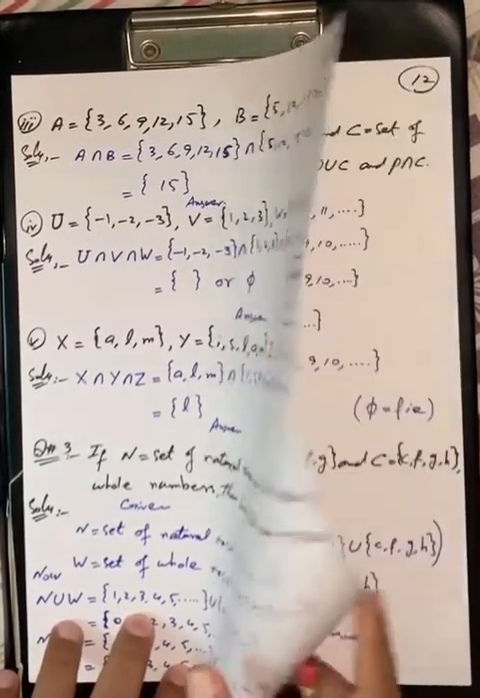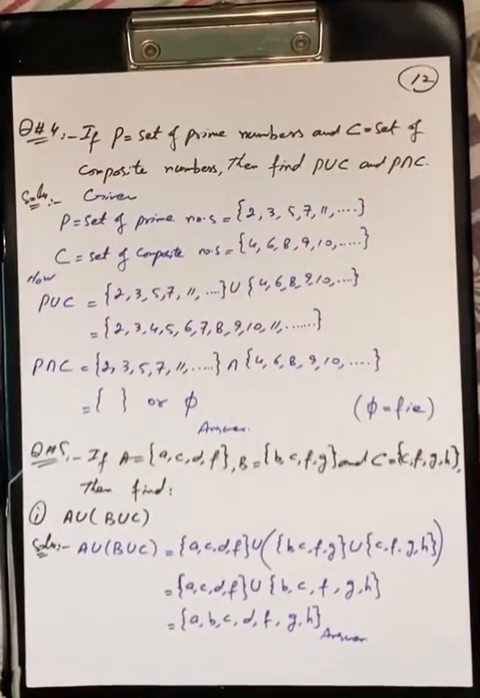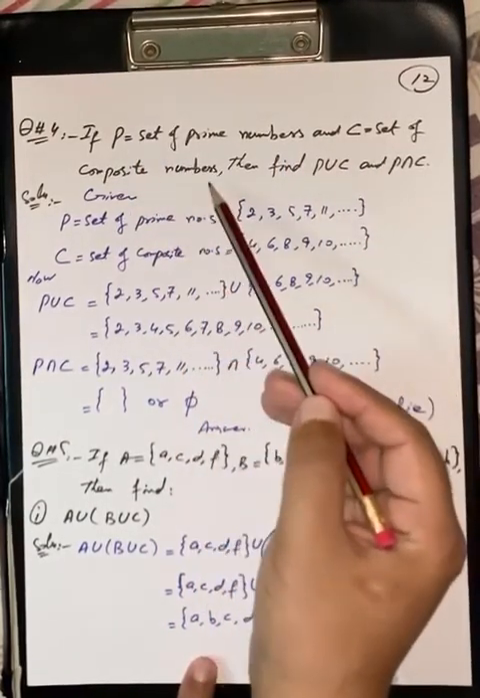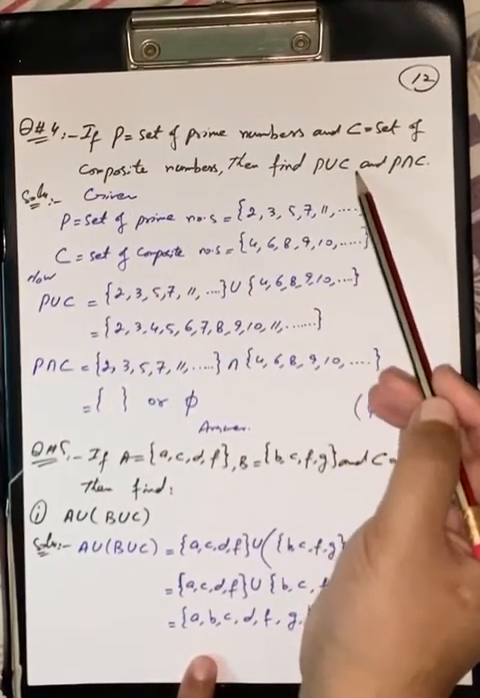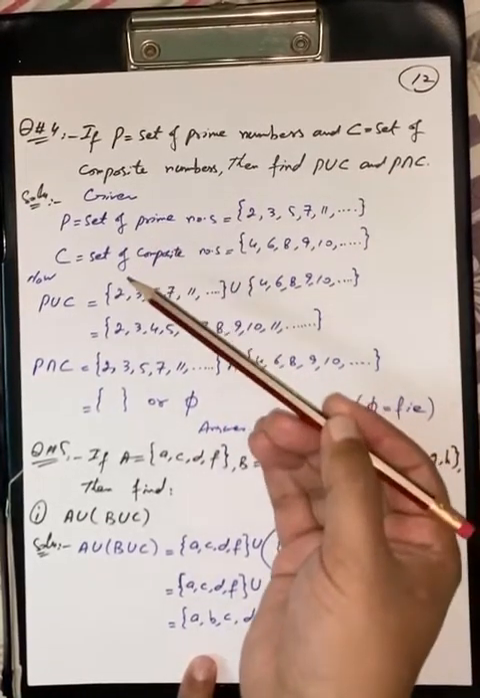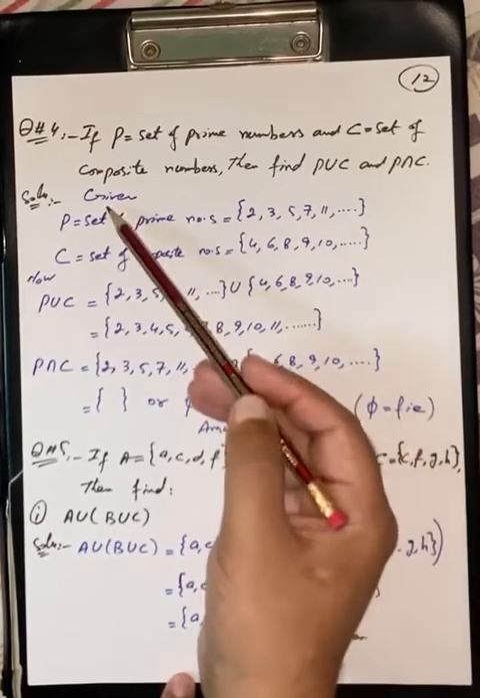Now we will go to page number 12. Question number 4. What is that question? If P is the set of prime numbers and C is the set of composite numbers, then find P union C and P intersection C. Very easy question. If I give it to you as homework, you can solve this question as well. But I will just repeat it.